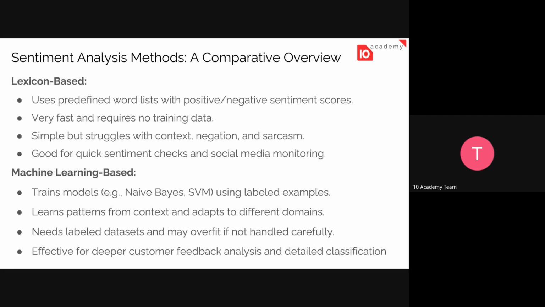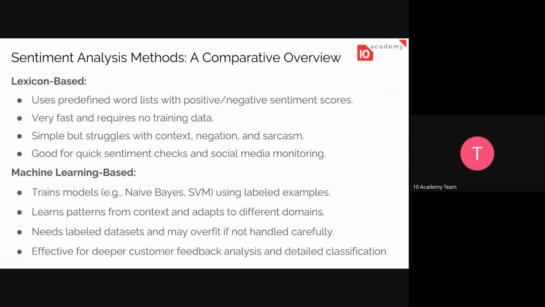So when we come to sentiment analysis methods, we have four methods we could use. The first one is lexicon-based. It uses predefined word lists with positive and negative sentiment scores, it's very fast, and it requires no training data. It's simple, but struggles with context, negation and sarcasm. It's good for a quick sentiment check and social media monitoring.